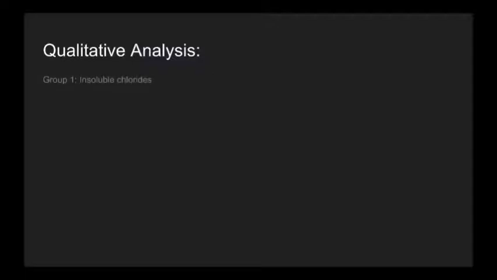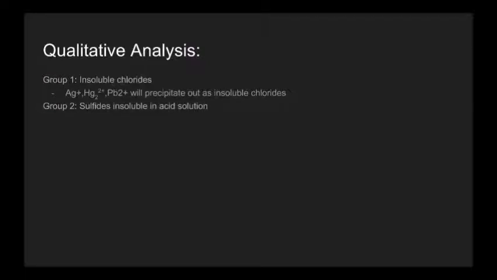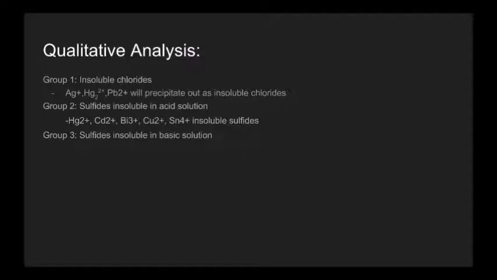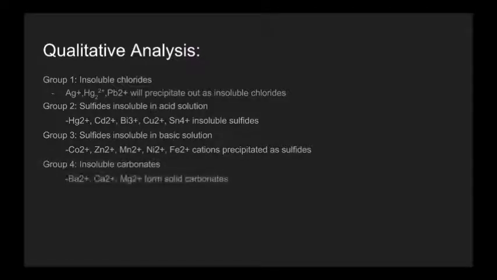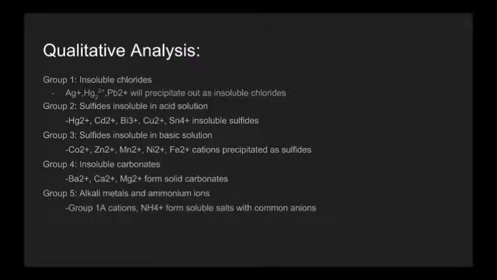Group 1, insoluble chlorides, consists of Ag+, Hg2 2+, and Pb2+. Group 2, sulfides insoluble in acid solutions, includes Hg2+, Cd2+, Bi3+, Cu2+, and Sn4+. Group 3, sulfides insoluble in basic solutions, are Co2+, Zn2+, Mn2+, Ni2+, and Fe2+. Group 4, insoluble carbonates, consists of Ba2+, Ca2+, and Mg2+, all in the alkaline earth metal group. Group 5, alkali metals and ammonium ions, all form soluble salts. So group 1A cations and NH4+ form soluble salts.